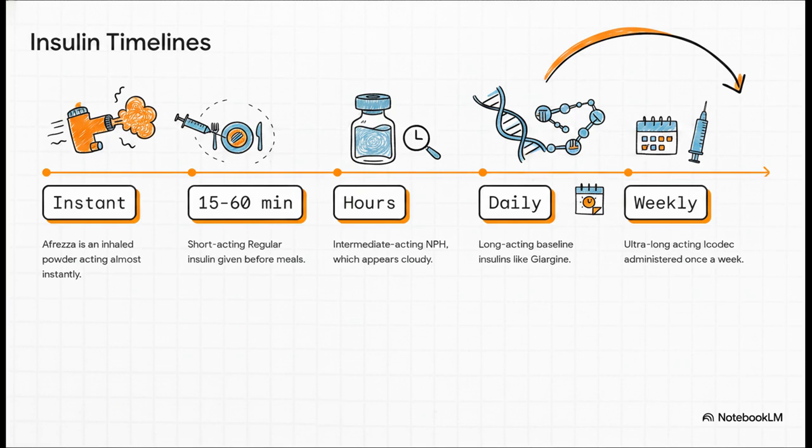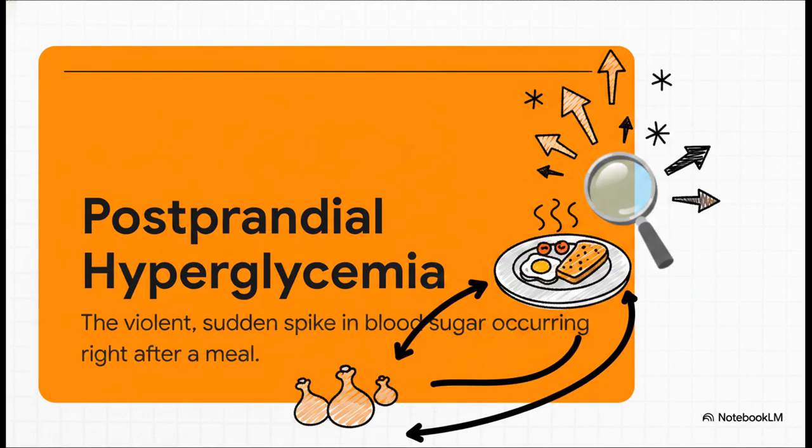And finally, the absolute cutting-edge, ultra-long-acting icodec, which is so advanced it's administered just once a week. Truly mind-blowing. Now, to understand why a patient might be prescribed multiple different types of insulin from that timeline, we have to define our two main treatment goals. First is PPH, or postprandial hyperglycemia. That is the violent, sudden spike in blood sugar you get right after eating.